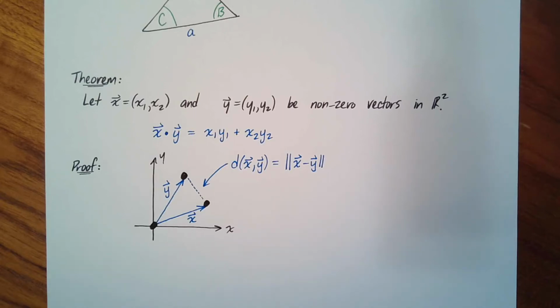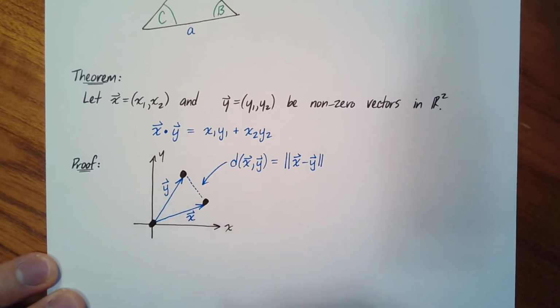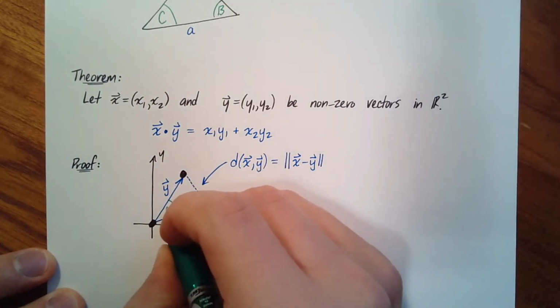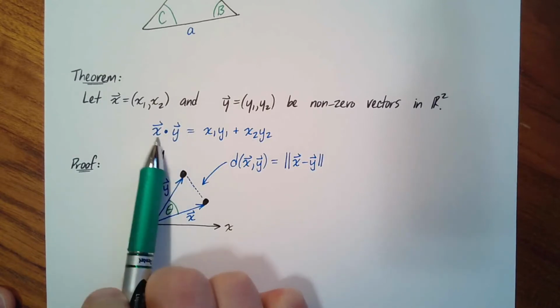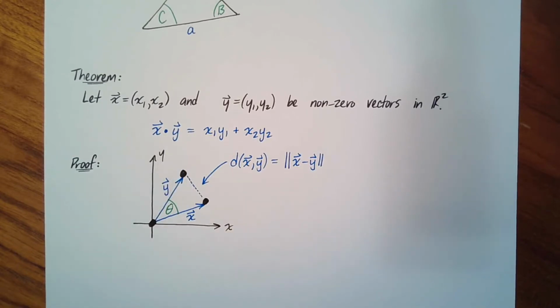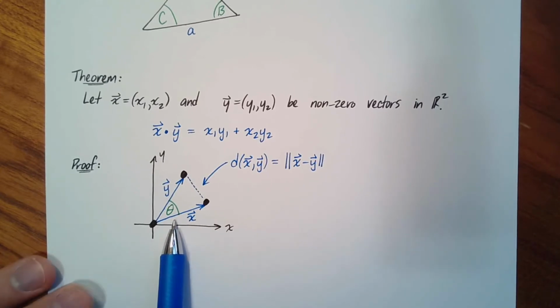Okay, and I'll add one more thing to this picture before we proceed and actually apply the cosine law. We're going to denote the angle theta between the two vectors x and y, which in principle at this stage plays a role in calculating this dot product, but we're going to show now that we don't need it. So let's apply the cosine law to this triangle.